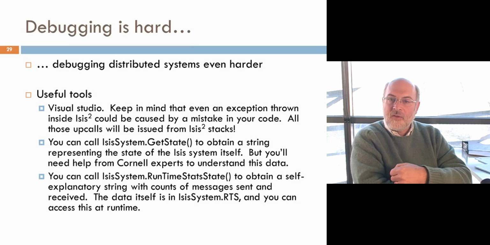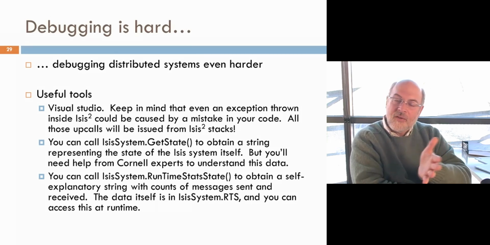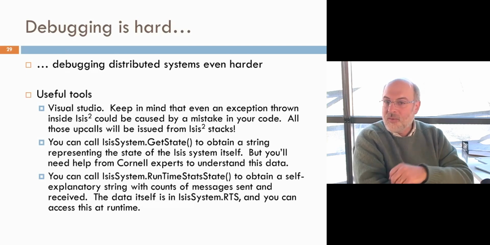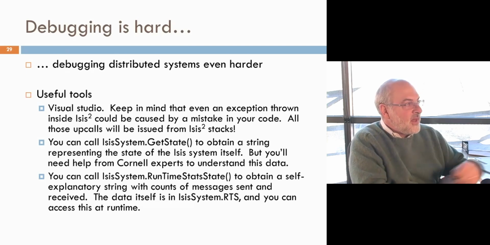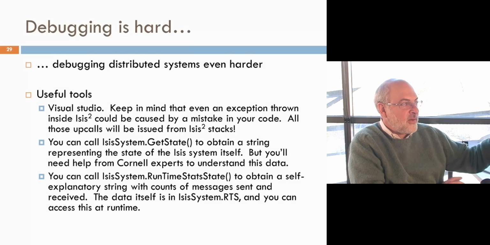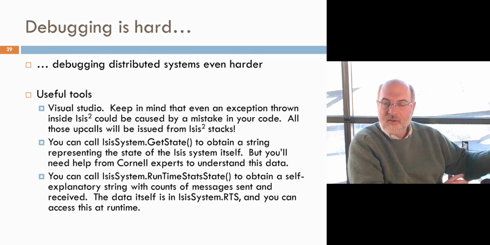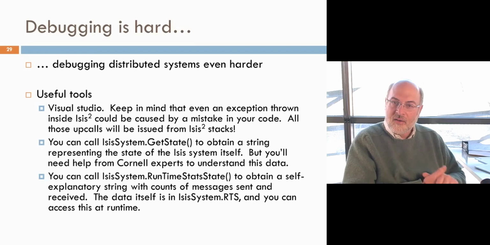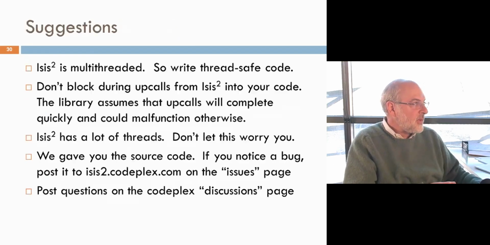Generally, what I find most effective is to print things into the log and then stare at the printout. I know this seems very backward, but it's what works best for almost everybody. If you like, you can ask ISIS to print the system state or its runtime statistics, and you can see how many messages have been sent. Sometimes that's helpful when you're debugging a performance or a networking issue.